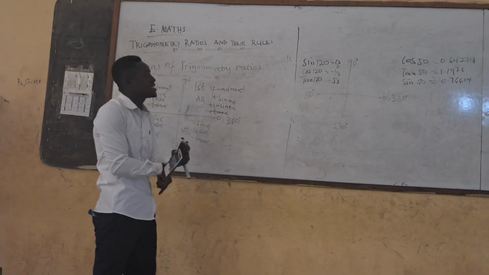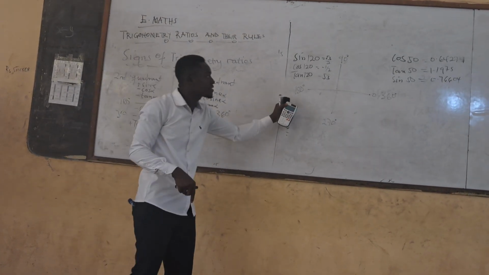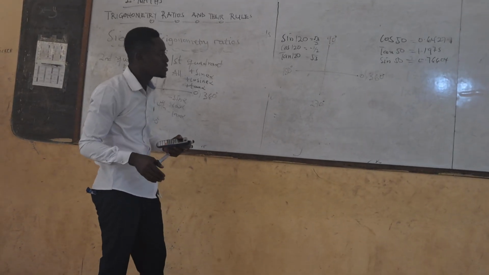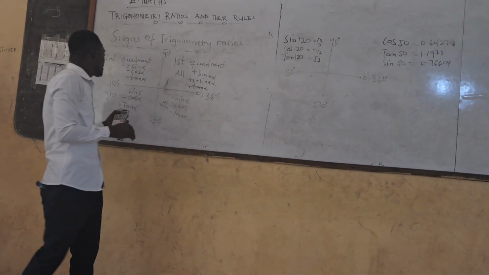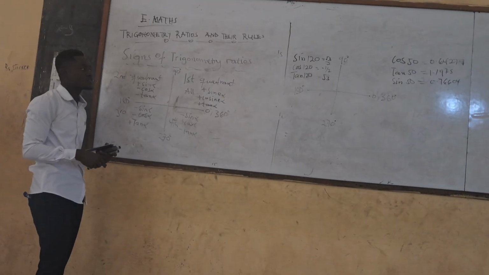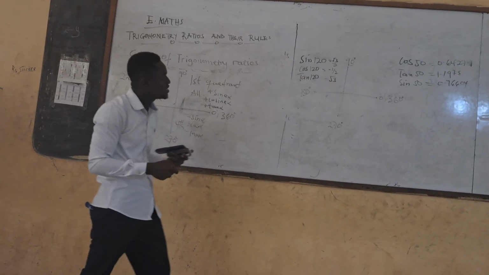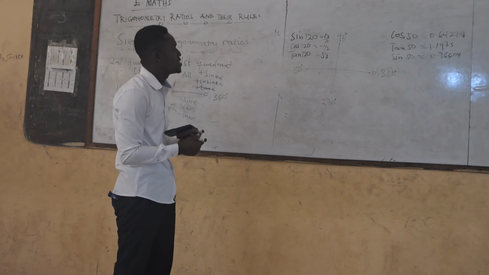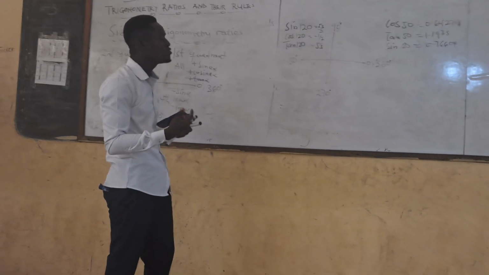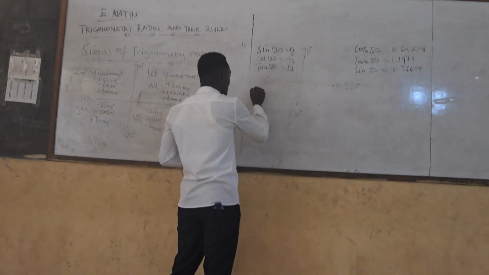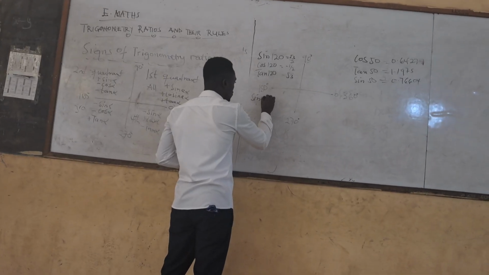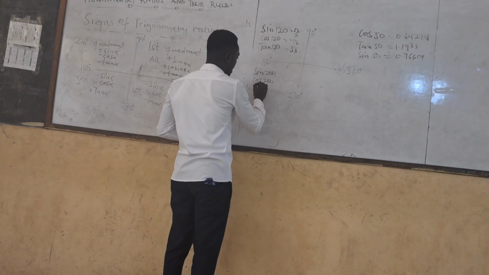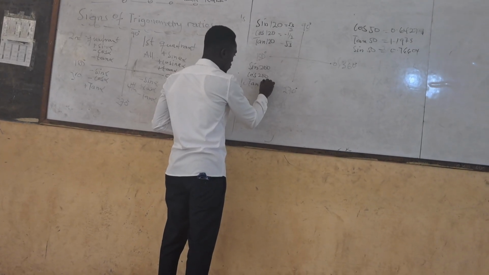And then the third quadrant is from 180 to 270. Only tan is positive, the rest are negative. So you can take any value between 180 and 270, maybe 200. So let's say sine 200, cos 200, tan 200.